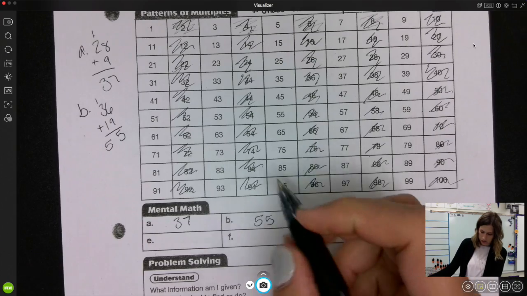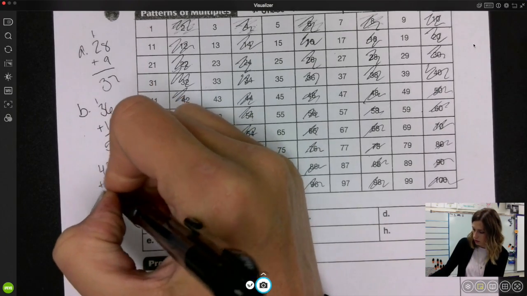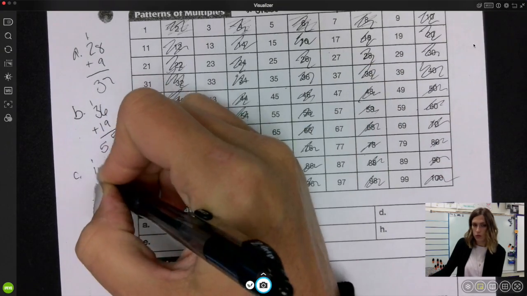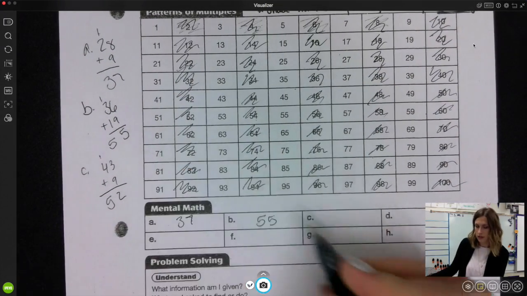C said 43 plus 9. 3 plus 9 is 12. 1 goes up, 2 goes down. 1 plus 4 is 5, so you get 52.